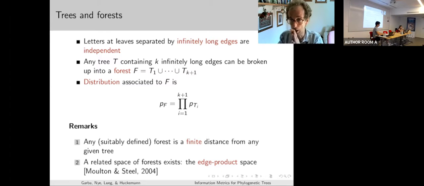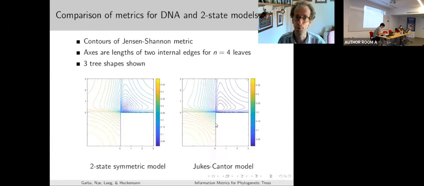Okay, it's because we can think about edges tending to a limit at infinity and obtaining a valid distribution on letters at the leaves. So just a remark, even though edges are allowed to get infinitely long in our tree space, it turns out that the forests we obtain are actually only a finite distance away from the trees that we consider. They're not infinitely far away. Second remark is that spaces of forests have been considered previously. There's something called the edge product space, but geometries haven't really been put on such spaces previously. So our work can be thought of as putting a geometry on a space that's quite closely related to the edge product space of Moulton and Steel, for example.